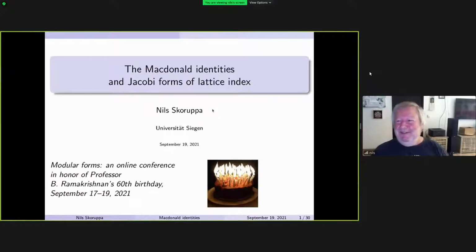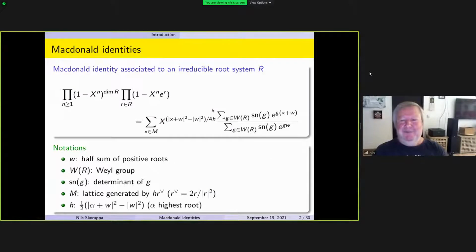Okay, so let me start with the talk. As announced, I just want to talk about the McDonald identities. First of all, maybe before I go on, I will explain what the McDonald identities are, or recall it. Many of you will know. It involves Lie algebra theory, but not so much. I don't really explain root systems and Lie algebras and the like, but you don't really need to know it, I guess.